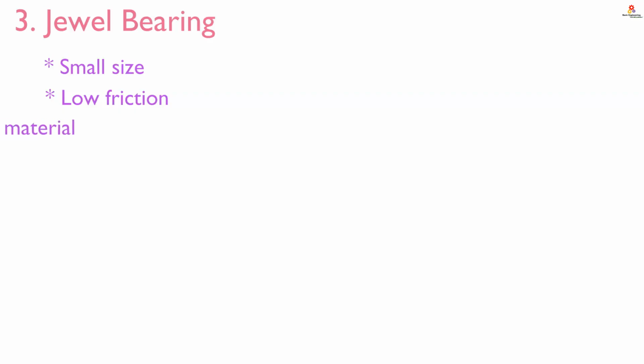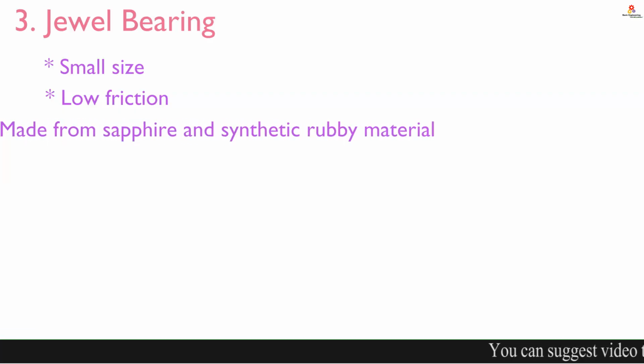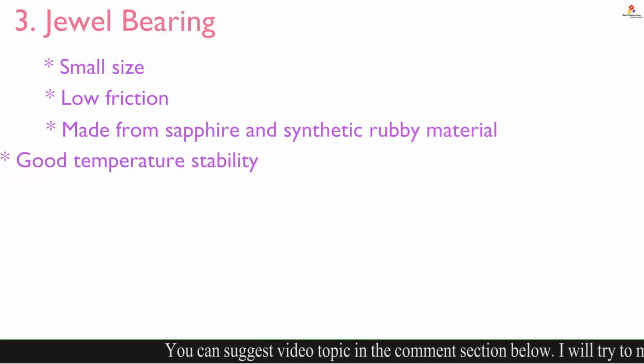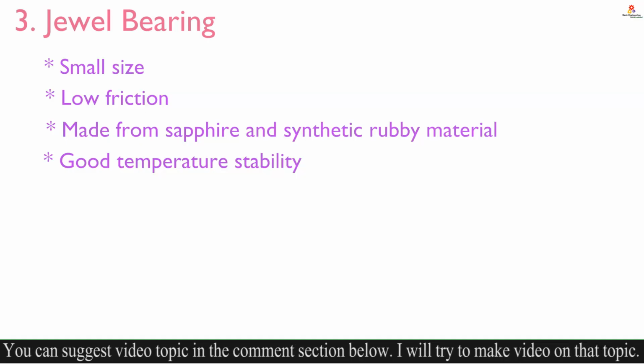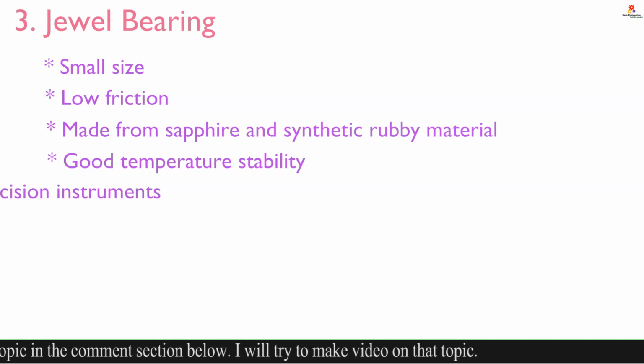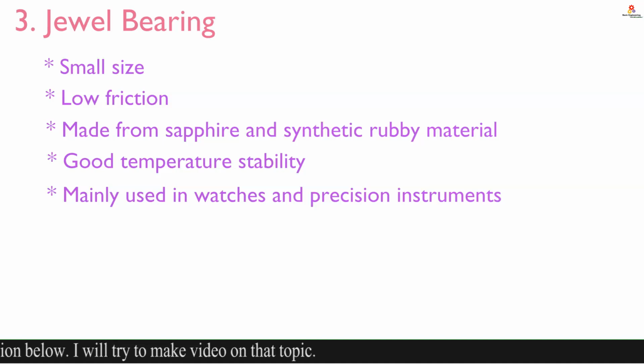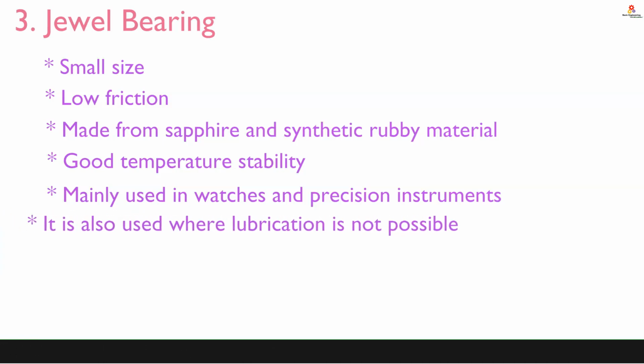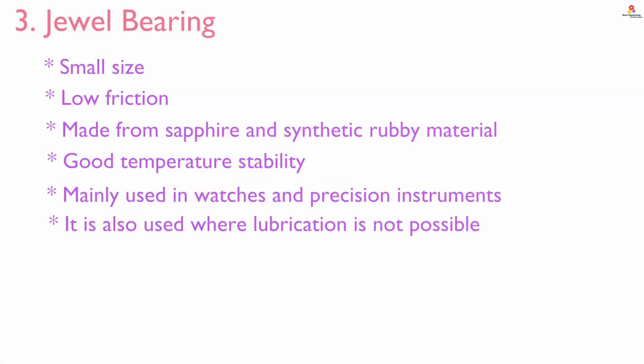The third main type of bearing is jewel bearing. These bearings are small in size and have low friction between the moving parts. These are made of sapphire and synthetic ruby material. Jewel bearings have good temperature stability. These are mainly used in watches and precision instruments, or where lubrication is not possible, because this bearing type doesn't require any lubrication.